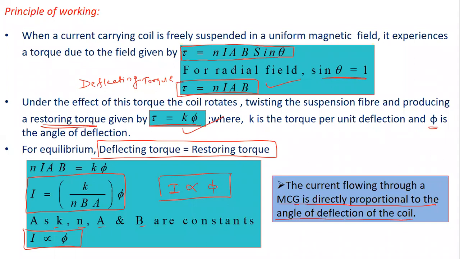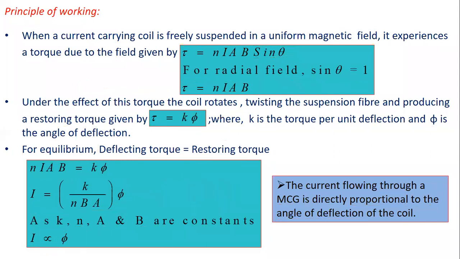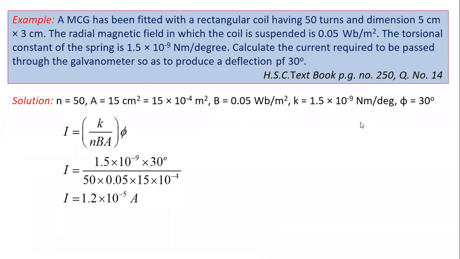So this is a very important article. You remember this formula of the current for the problem, as well as the working principle of the moving coil galvanometer: current is directly proportional to the deflection. Now, let me learn one problem based on this.